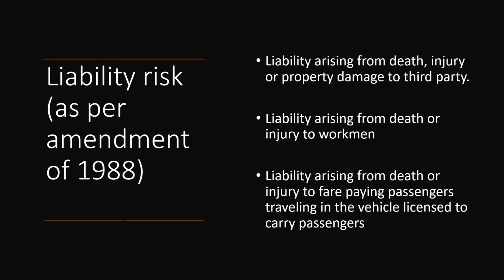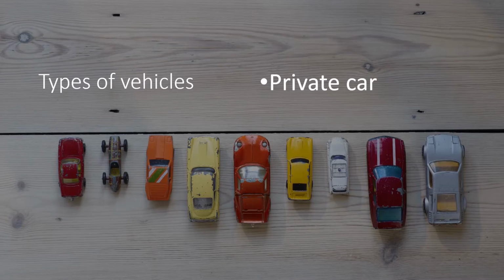These include liability arising from death, injury, or property damage to a third party; liability arising from death or injury to workmen such as drivers, cleaners, conductors, laborers engaged for loading and unloading, etc.; and liability arising from death or injury to fare-paying passengers traveling in a vehicle licensed to carry passengers. Owners of the vehicle, financiers or leasers who have insurable interest in a motor vehicle can insure the vehicle.